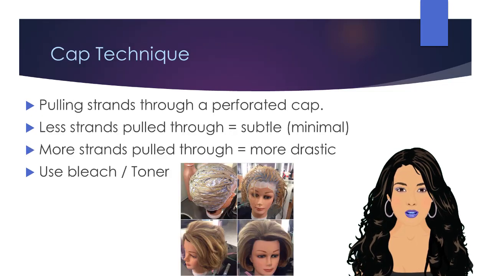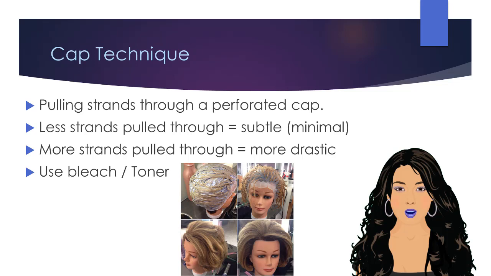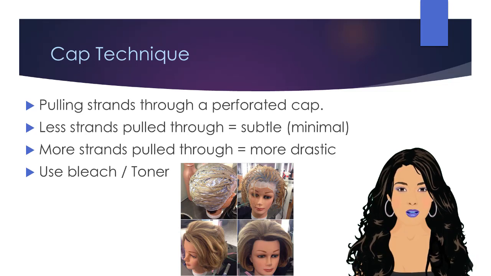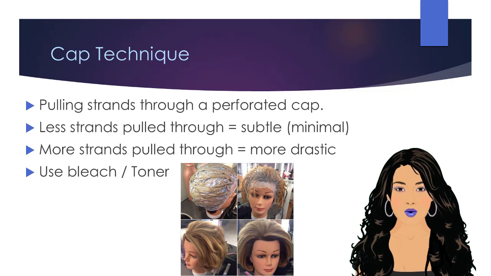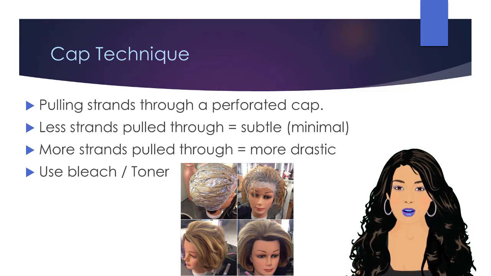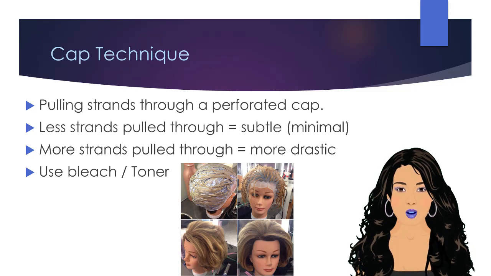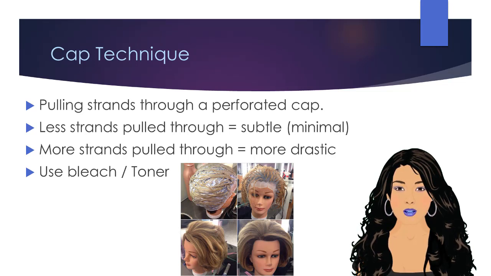The cap technique involves pulling clean, dry strands of hair through a perforated cap with a thin plastic or metal hook. The number of strands pulled through the cap determines the amount of hair that will be highlighted. When fewer strands are pulled through, the result will be very subtle or minimal highlighting. The highlighted hairs tend to blend into the existing color and look more natural. When more strands of hair are pulled through the cap, the results are more dramatic.